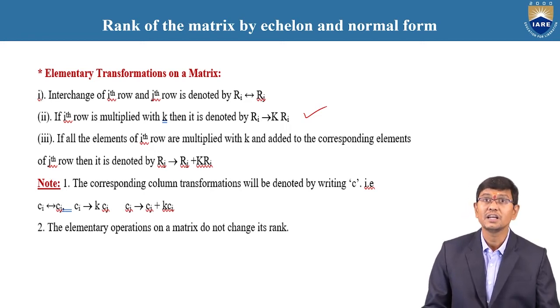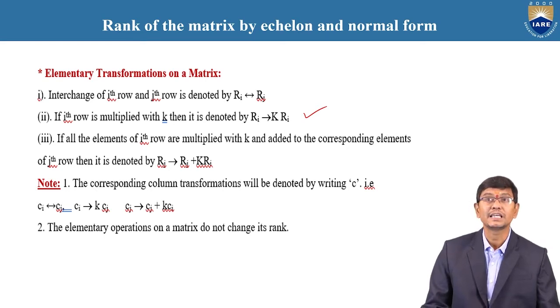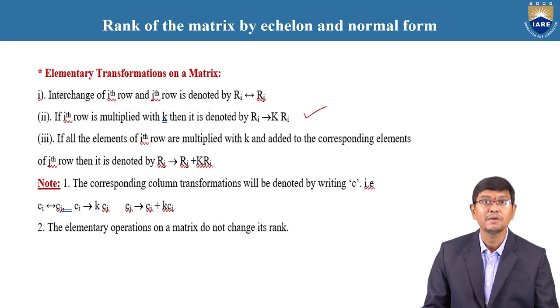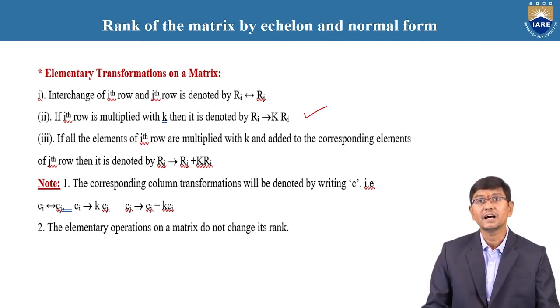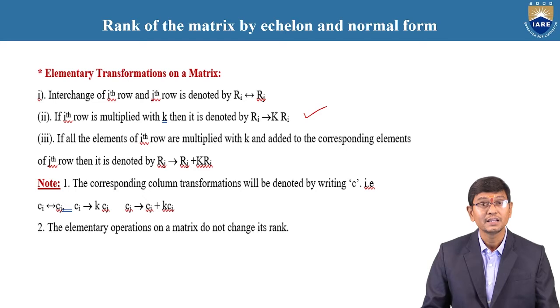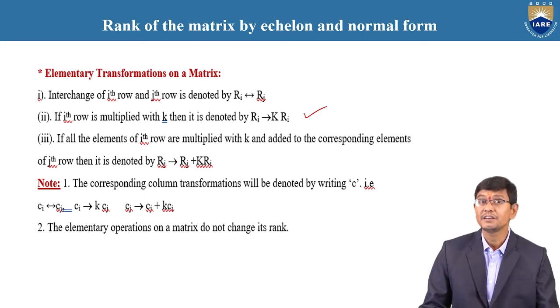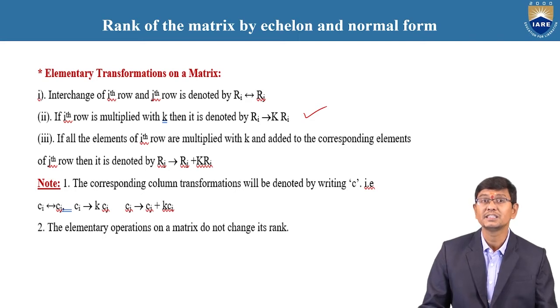And the third condition: if all the elements of the ith row are multiplied by k and added to the corresponding elements of the jth row, then it is denoted Ri equal to Ri plus k into Rj, and sometimes k is also written as alpha. Therefore, these are the three conditions for elementary row operations. Because we used only the row operations, the term denoted is R only.